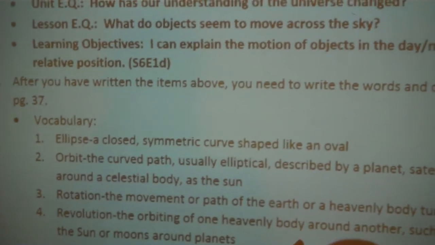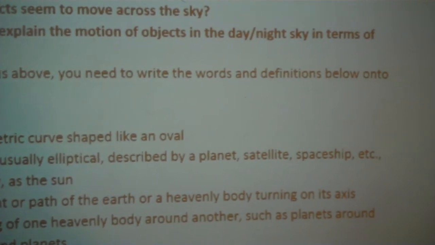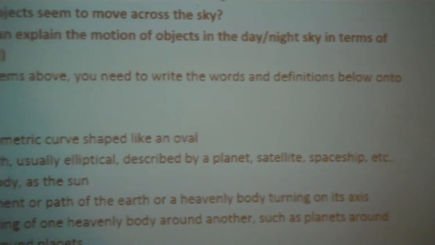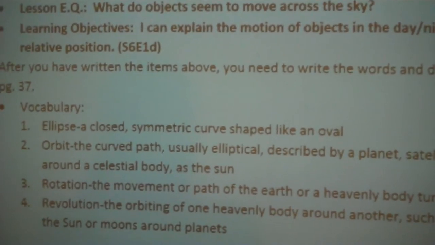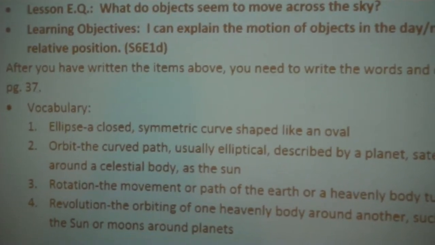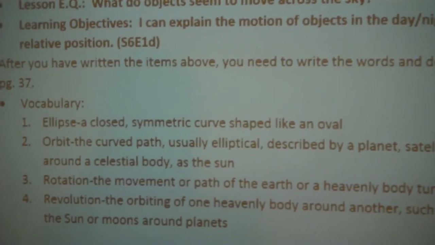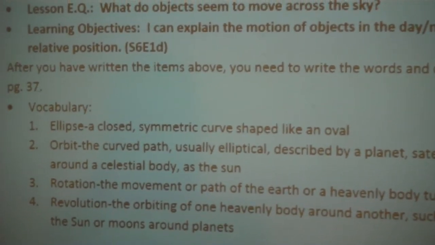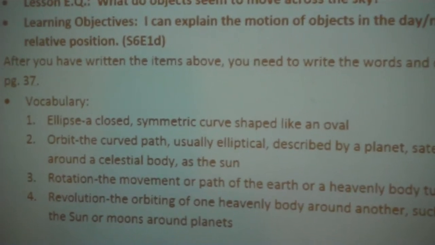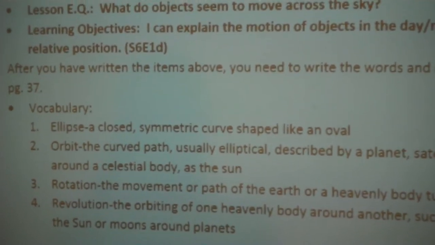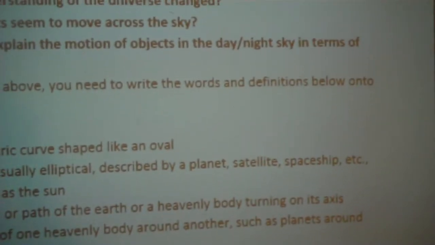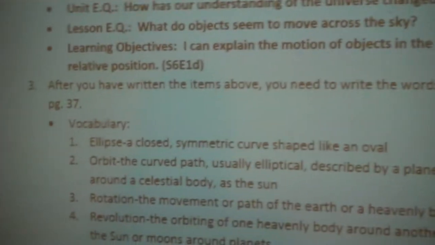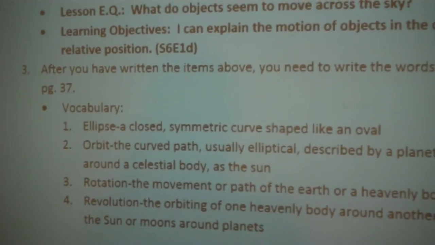Number 2, orbit, is the curved path, usually elliptical, described by a planet, satellite, spaceship, etc. around a celestial body such as the sun. So orbit is the actual path, usually in the shape of an ellipse, that a planet or some other body makes around another one, an example being the planets going around the sun. Again, an orbit is the curved path, usually elliptical, described by a planet, satellite, spaceship, etc. around a celestial body such as the sun.